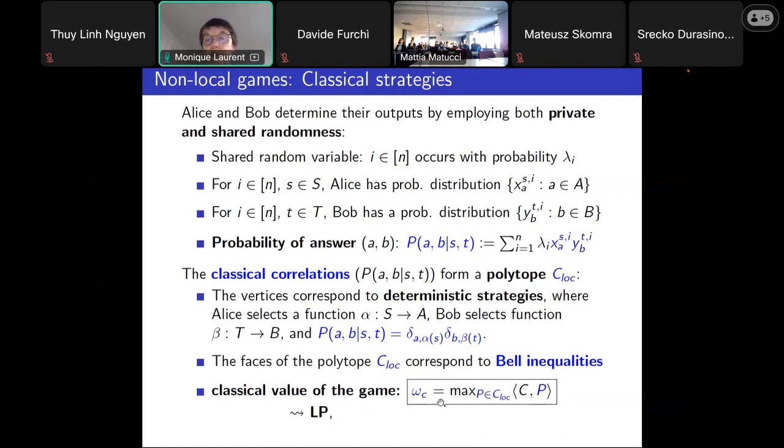You can in principle just compute it as a linear programming problem. But this is difficult because this polytope has exponentially many vertices, and the facets are also very difficult. There are exponentially many of them and they are mostly unknown. So computing this classical value is, in general, an NP-complete problem. A problem like maxcut is contained in it in disguise.